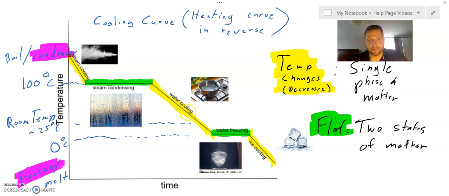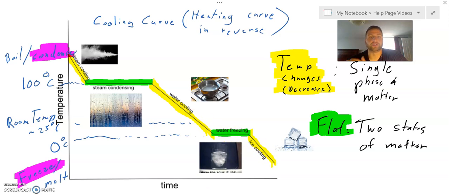cooling down or changing temp again. Then we get to another plateau, this flat section where the temperature stops for a while. And what's happening here is the water is going from a liquid to a solid. This is what would happen in your freezer. And then as soon as we become a full solid, in this last section, we have a single phase again. So just to recap, one phase of matter, then we switch to two. We go back to one, we switch to two, we go back to one.